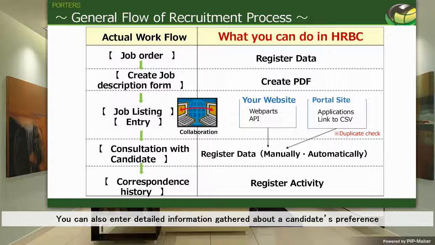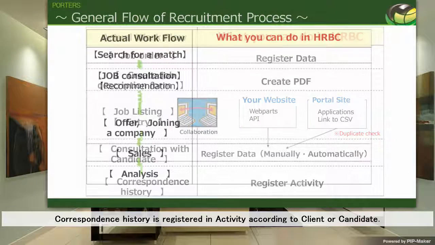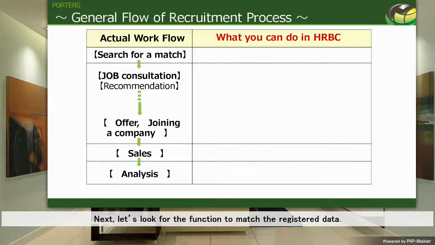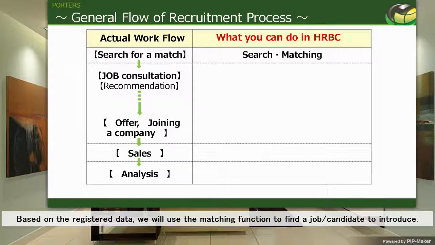You can also enter detailed information gathered about a candidate's preference after consultation with the candidate. Correspondence history is registered in activity according to client or candidate. Next, let's look for the function to match the registered data. Based on the registered data, we will use the matching function to find a job or candidate to introduce.